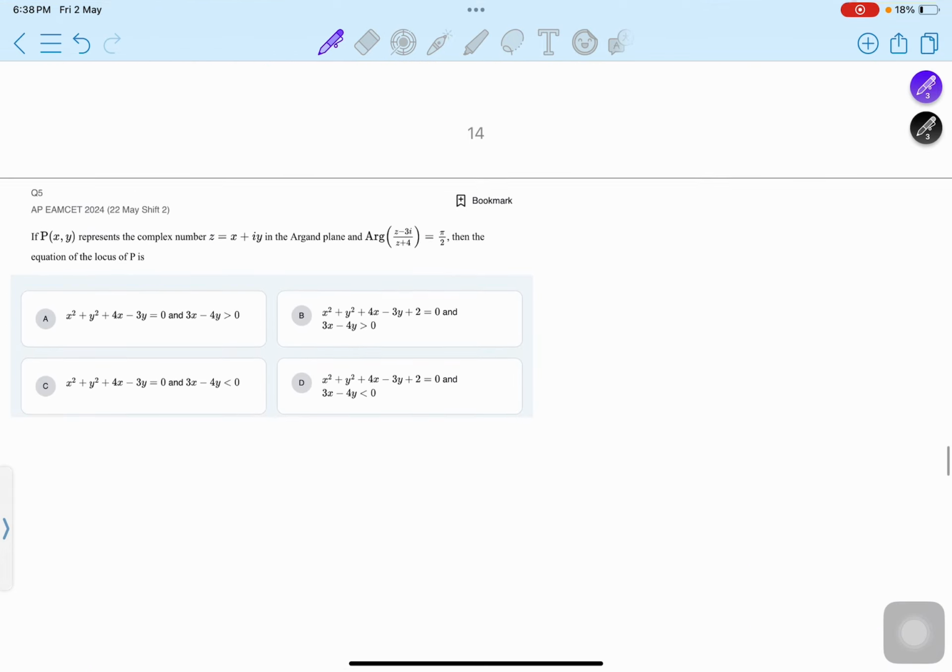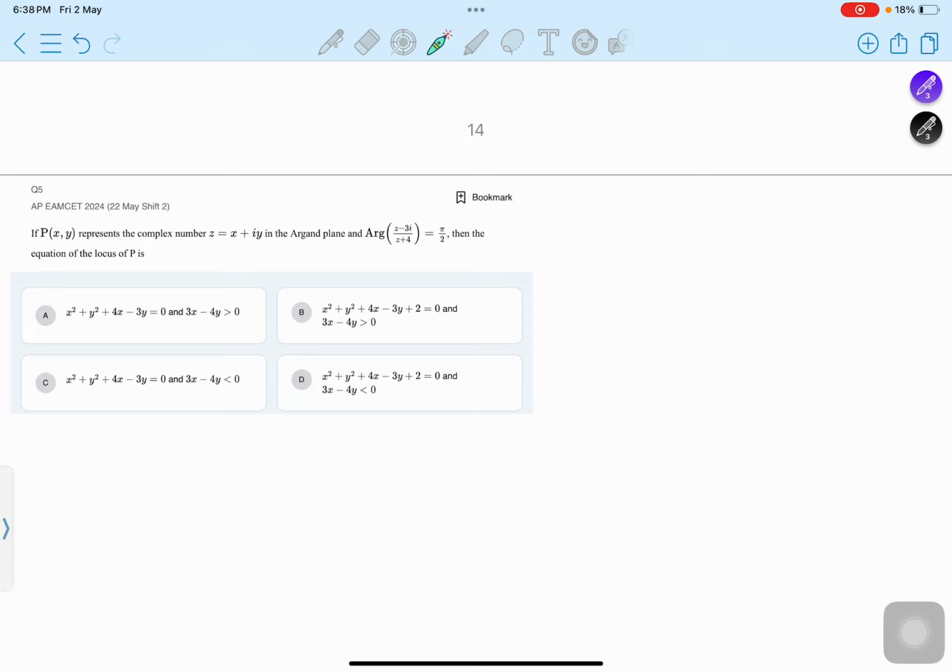Next, apply the next question. Next question: the point x comma y is represented by the complex number z equal to x plus iota y in the Argand plane. The given condition is argument of (z minus 3 iota) upon (z plus 4) equal to pi by 4, then find the equation of the locus of the point P. Okay, how to deal with that? Apply z, whenever it is asked, so z is equal to x plus iota y. Okay, apply that and solve that.